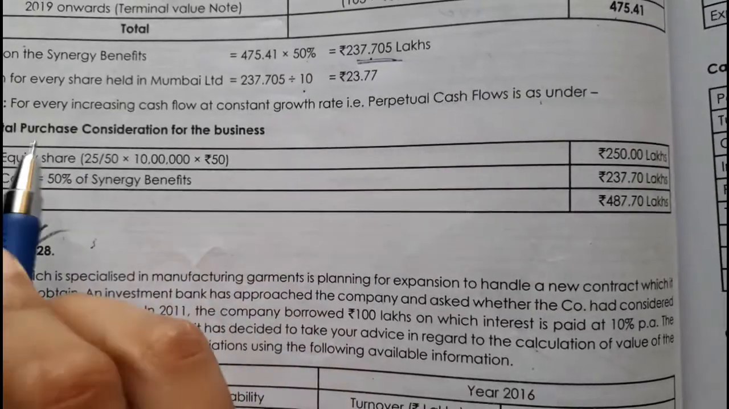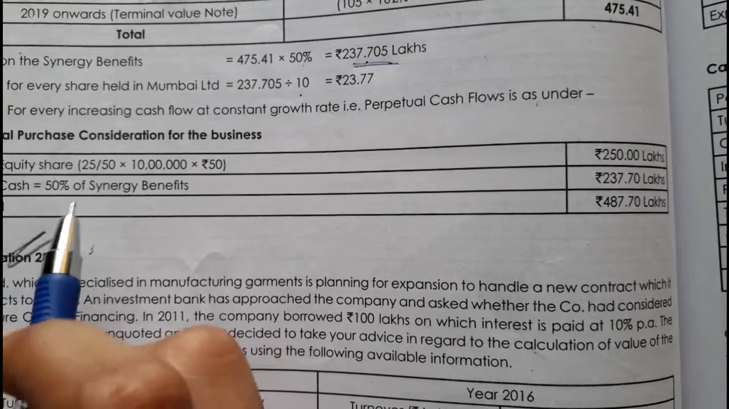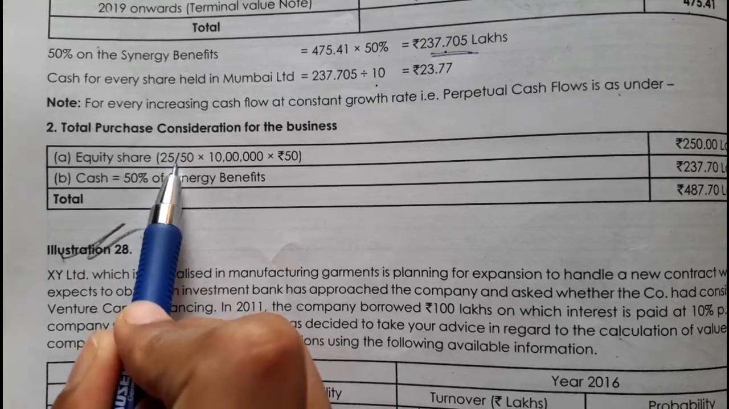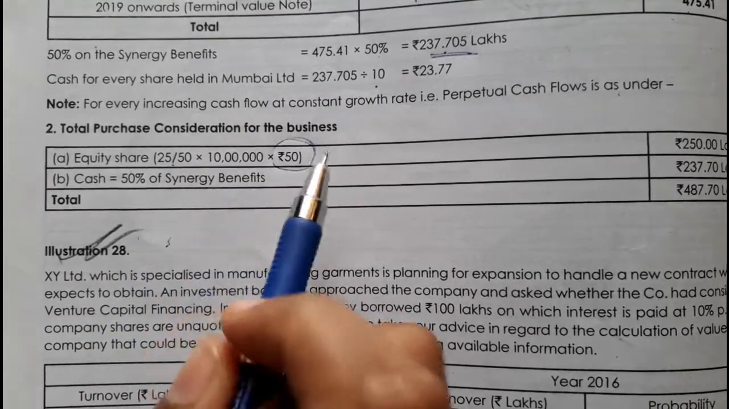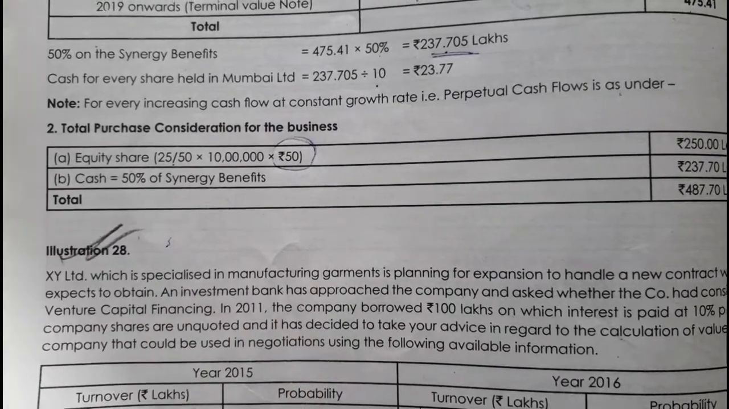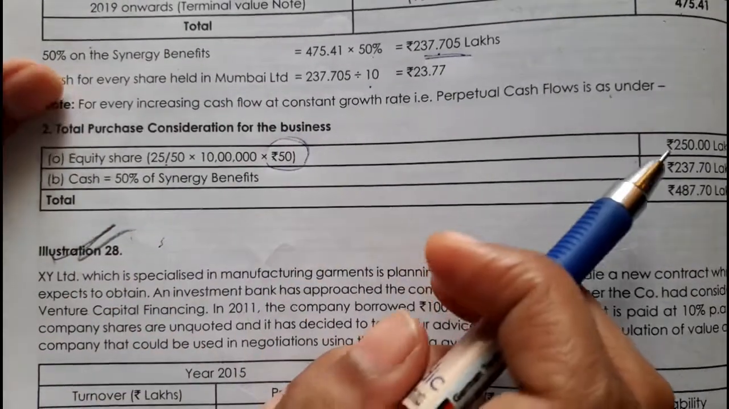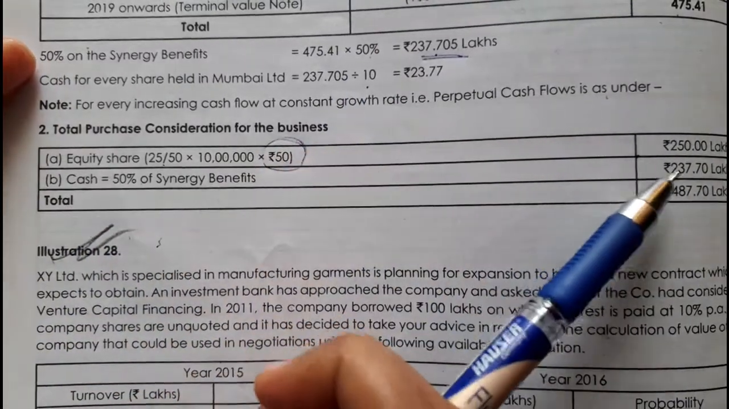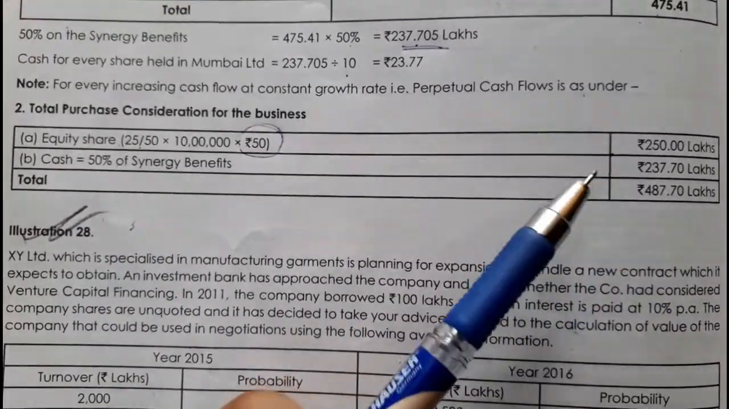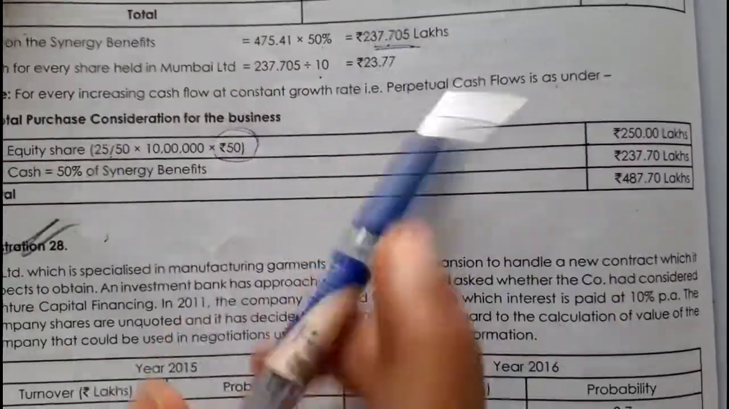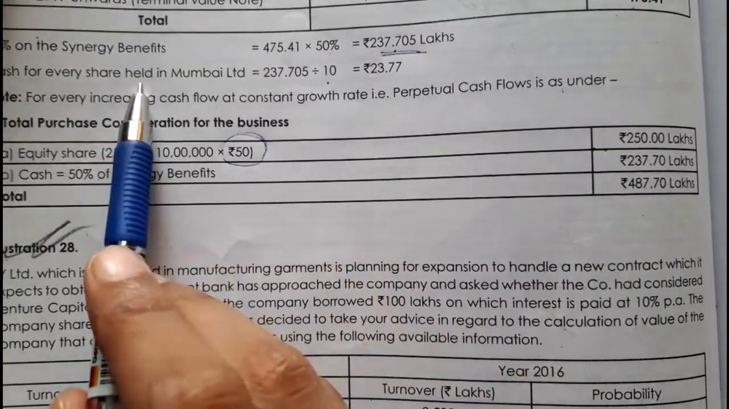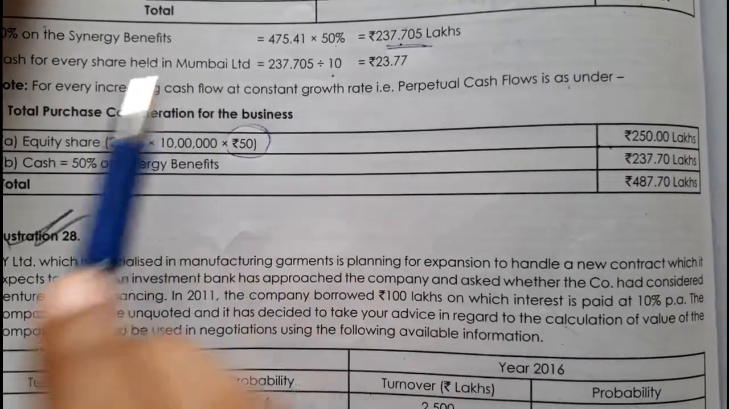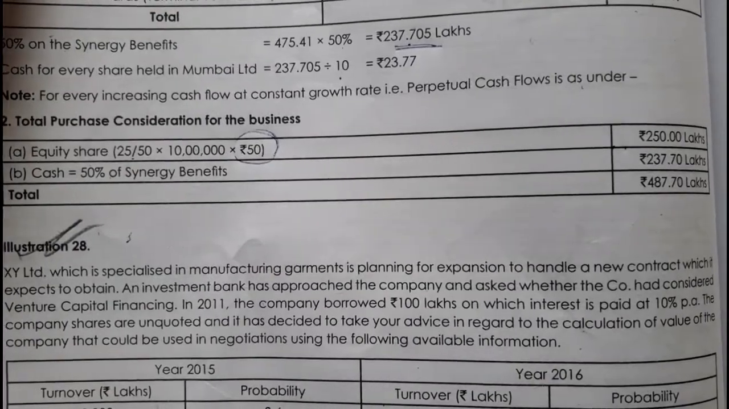Now what they have told, equity shares would be paid as well as cash would be given. Equity share for the 10 lakh shares is given at the swap ratio, thus multiplied by the current value of the shares in Kolkata Limited, which is 50 rupees. So the equity share would be 250 lakhs, and the 50% of the synergy that is going to be given in cash is 237.70 lakhs. So the total purchase consideration for the company is 487.70. This will be the total, but they have also asked to find it for each share. So for each share, we'll divide by the number of shares, we'll get 23.77. So this is how illustration 27 is solved.